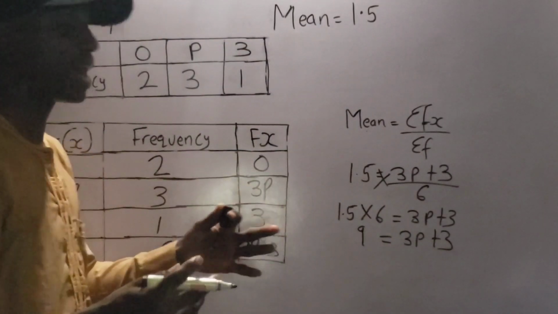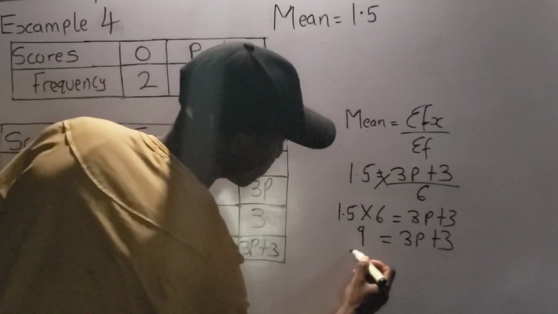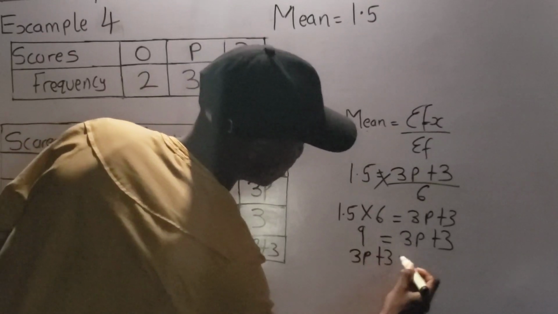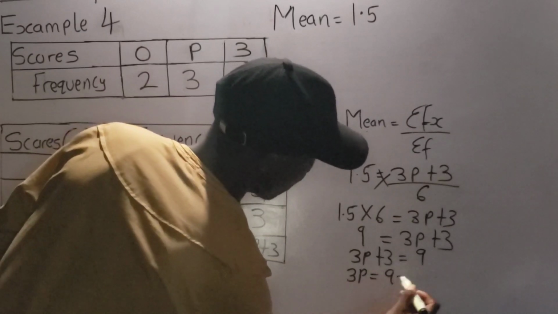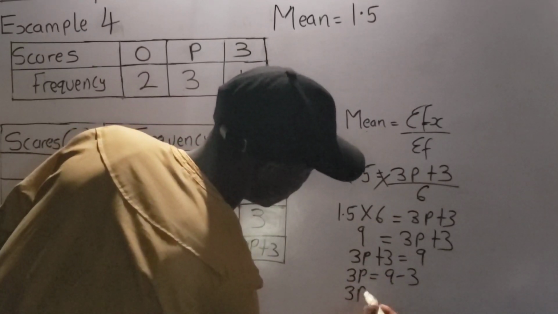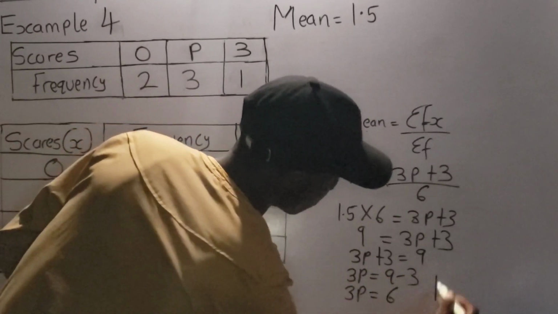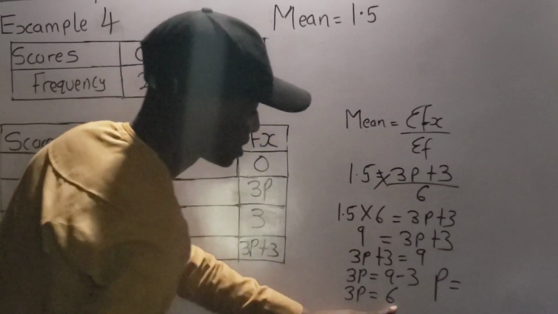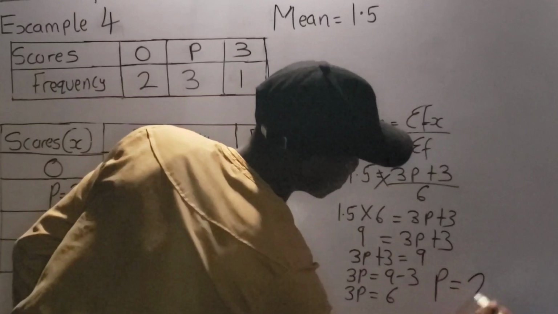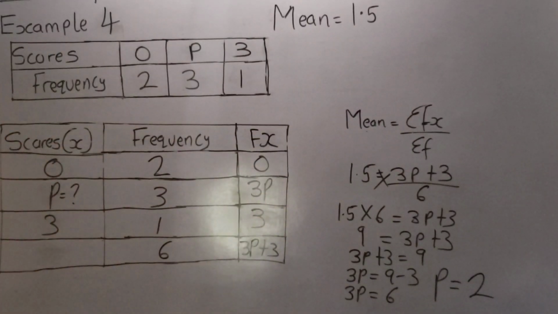By transposition, I'm going to have 3p plus 3 is equal to 9. So 3p is equal to 9 minus 3. 3p is equal to 6. So therefore p is equal to 6 divided by 3. p is equal to what? 2. You understand? So the value of p for this frequency distribution is 2.